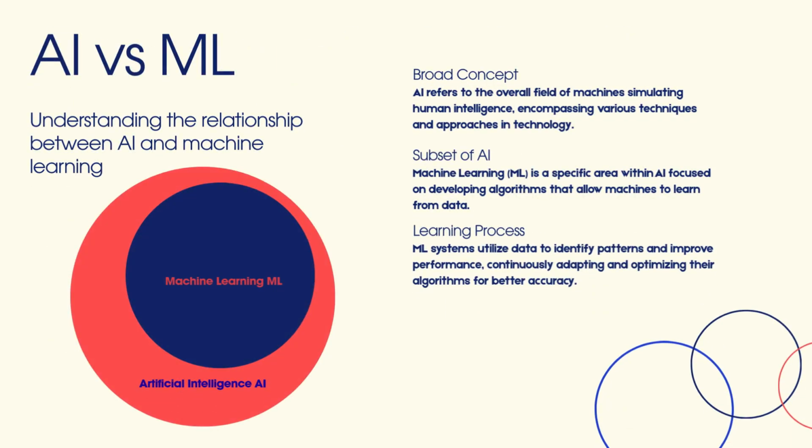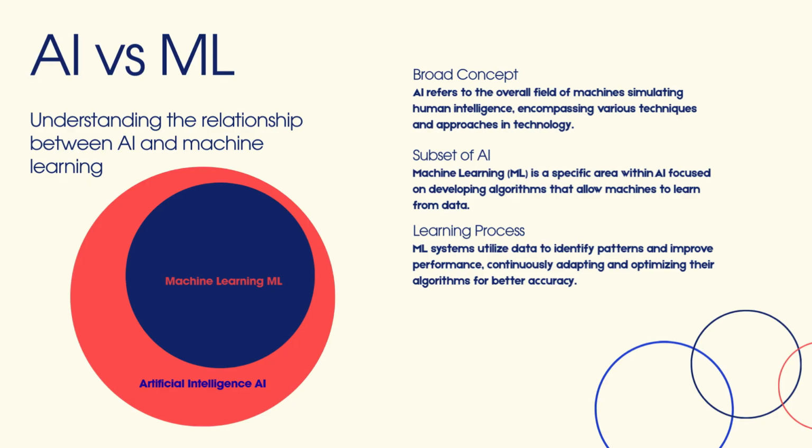Let's understand the relationship between artificial intelligence and machine learning. Artificial intelligence is the broad concept. It refers to machines that simulate human intelligence. It includes many techniques and approaches used to make systems behave intelligently. Machine learning is a subset of artificial intelligence. It is a specific area focused on building algorithms that allow machines to learn from data. Instead of being programmed with fixed rules, machine learning systems study data, identify patterns, and improve their performance over time. They continuously adapt and optimize themselves to become more accurate.